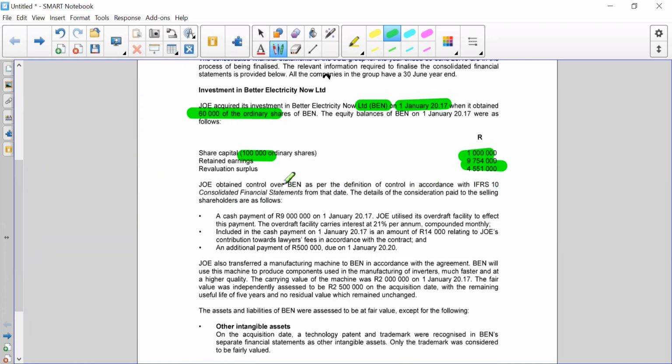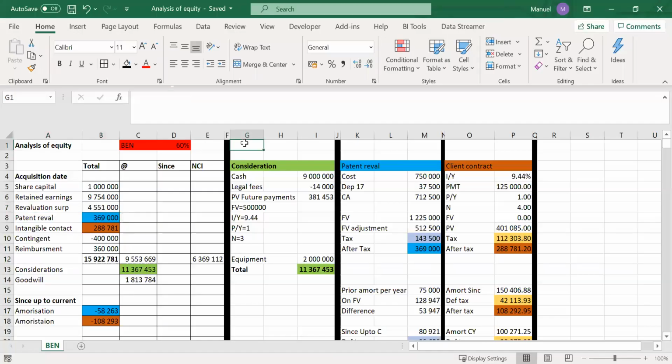The details of the consideration are as follows. We had a cash payment of $9 million on that date, and we utilized an overdraft facility that carries interest at 21% per annum, so that doesn't necessarily impact us for purposes of this requirement. Included in that cash payment was $14,000 relating to lawyers' fees. We know what happens with that: it must be recorded separately in P&L. So if we look at our consideration calculation, we paid 9 million, but included in that 9 million is 14,000 of lawyers' fees that doesn't belong there, so we strip that out.